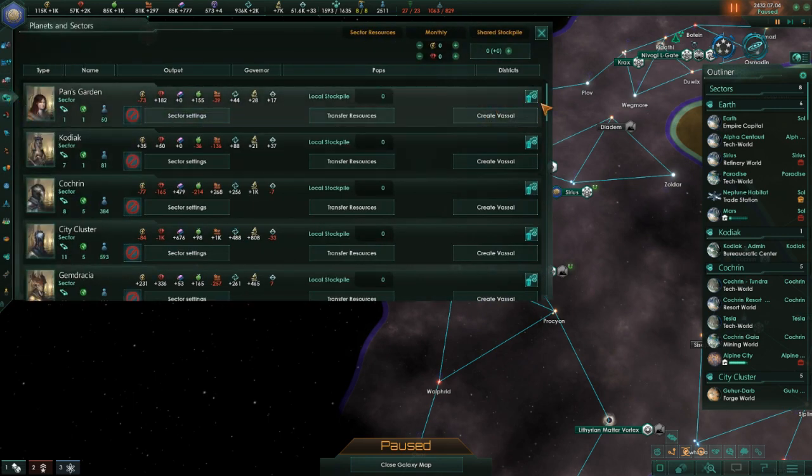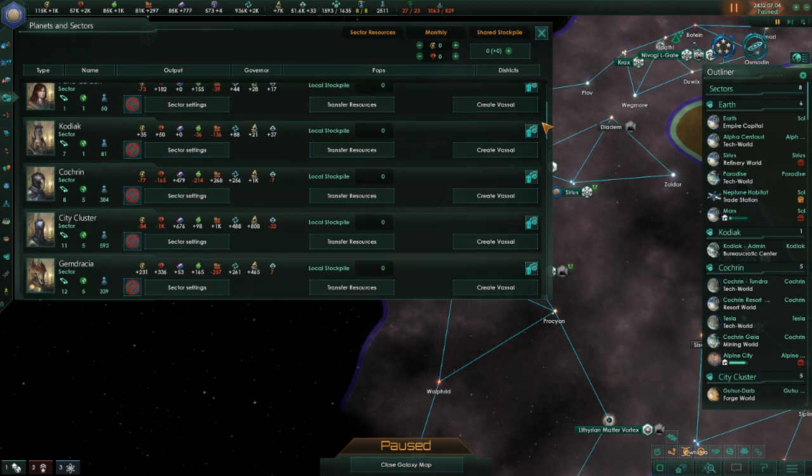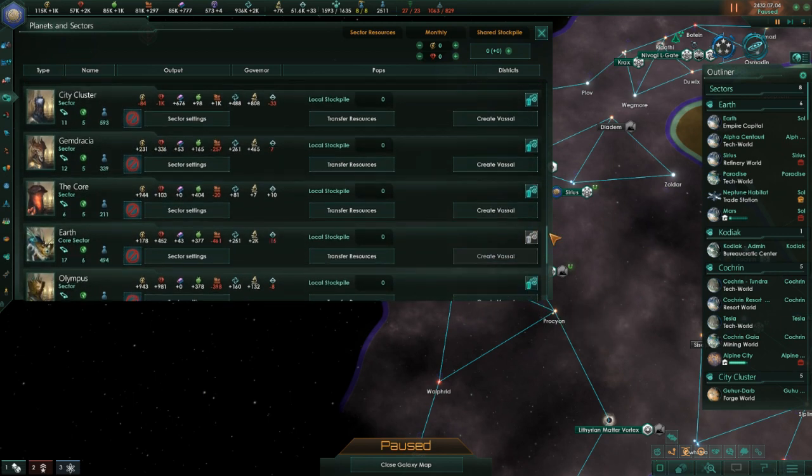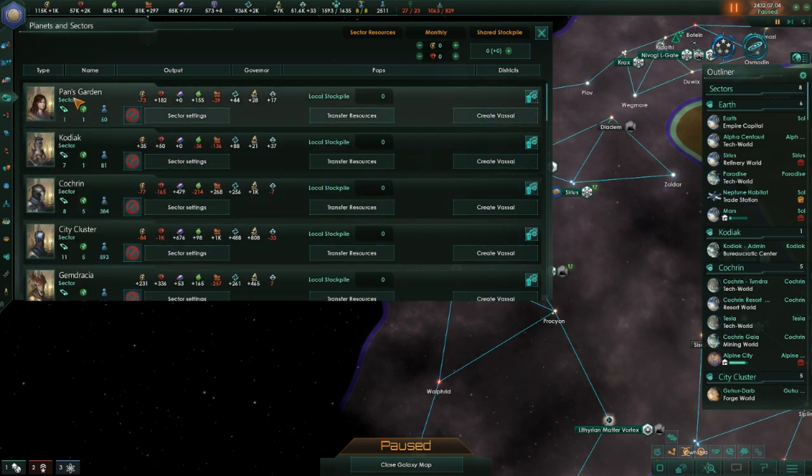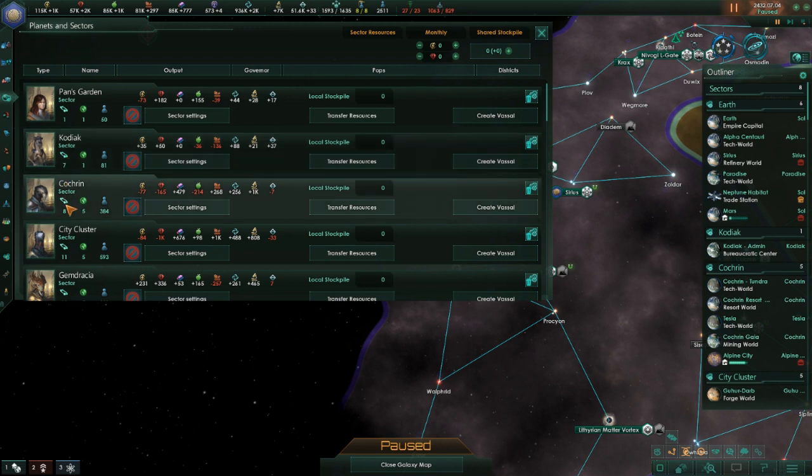So this is a quick look at all your sectors in your empire. You can see who's in charge. You can see the name of the sector. And in the sector you can see, okay, this has 1 system, this has 7 systems, this has 8 systems, this is how many planets, how many colonies are actually in that one, and how many people are in there.